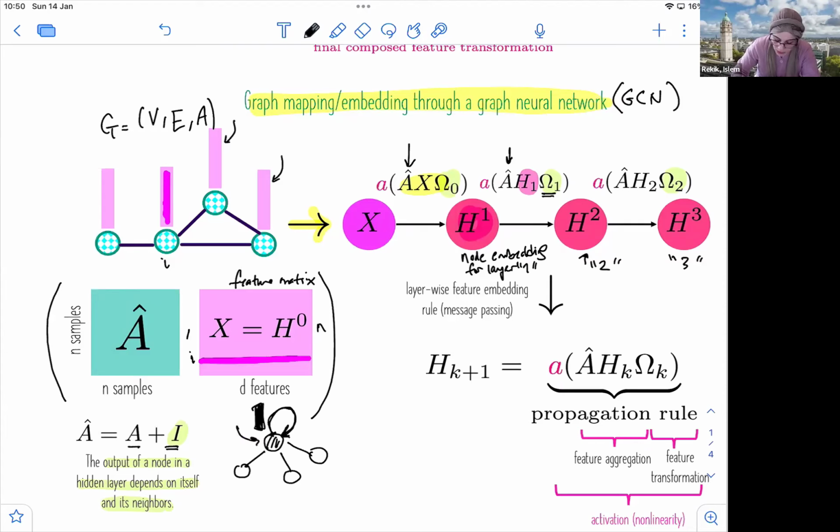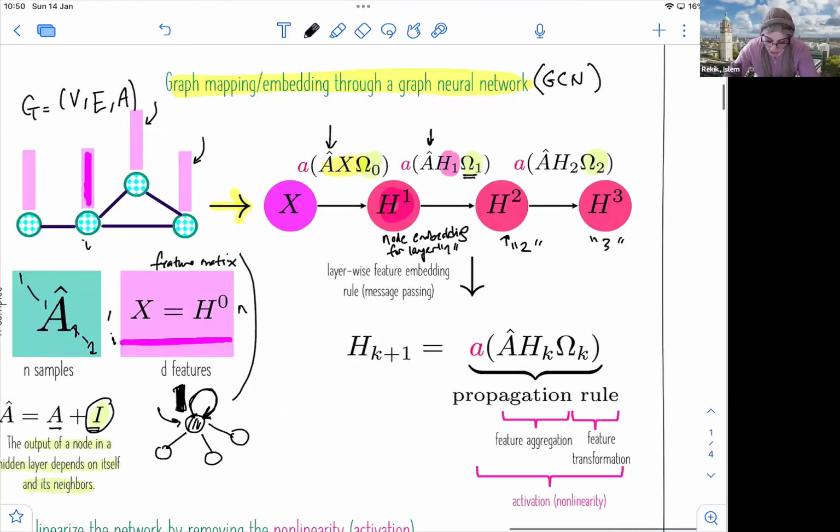To do that, we need to make sure that the adjacency matrix has ones on the diagonal, some self-connectivity there. Okay, so that's why we call it A hat, and A hat is A plus identity. It allows us to do the update of the node embedding based on its self-connectivity. All right, so that's important. Now let's look at this.